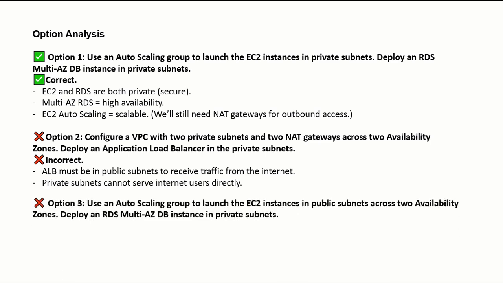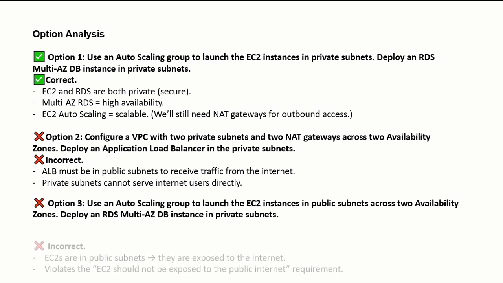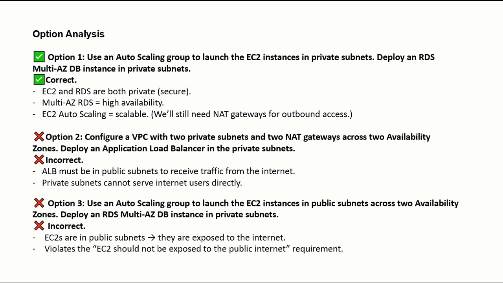Option 3, use an auto-scaling group to launch EC2 instances in a public subnet across two availability zones. Why is it incorrect? The EC2 instances are in a public subnet, so they are exposed to the internet. This is incorrect because it violates the requirement that EC2 should not be exposed to the public internet. If you put it in a public subnet, it violates the requirement.